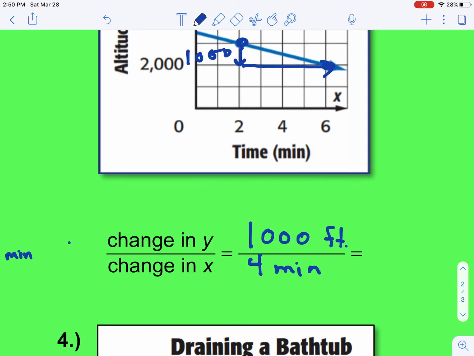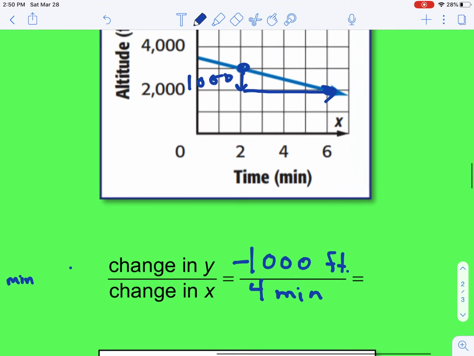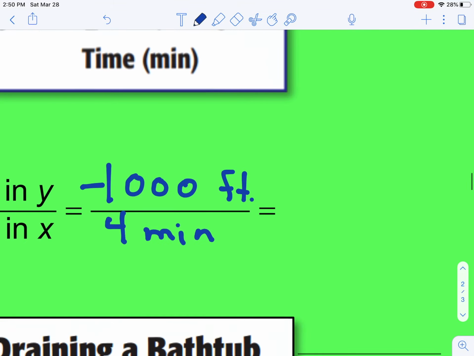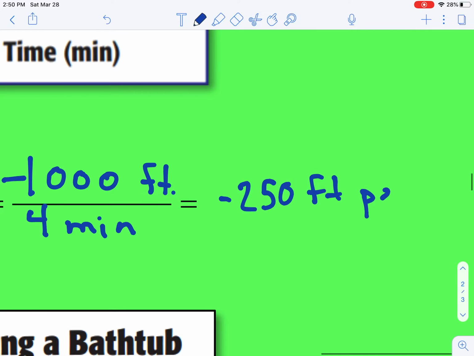Oh, I forgot to add my negative in here. See if you can figure out why it's negative. So it's negative because I'm going down. I went from 3,000 to 2,000 feet. So if I simplify, negative 1,000 divided by 4, I get negative 250 feet per minute.